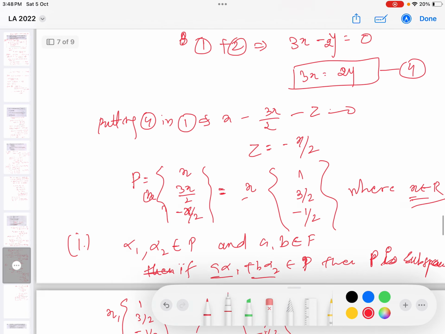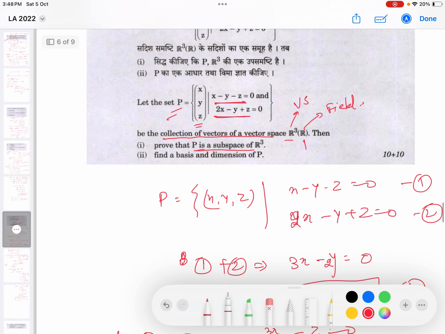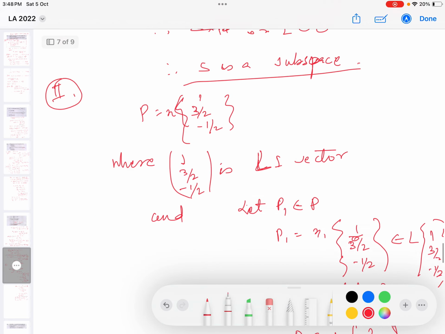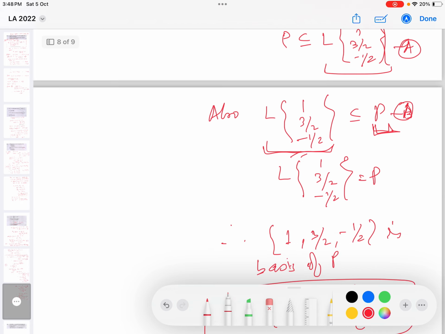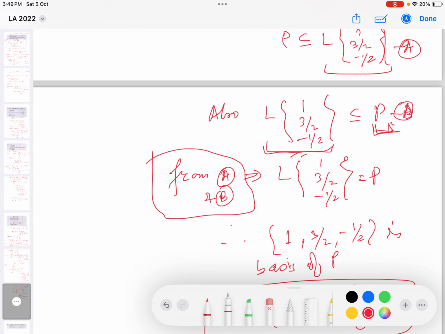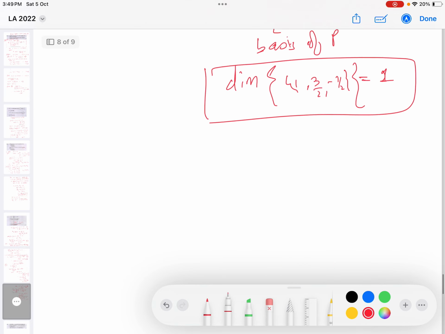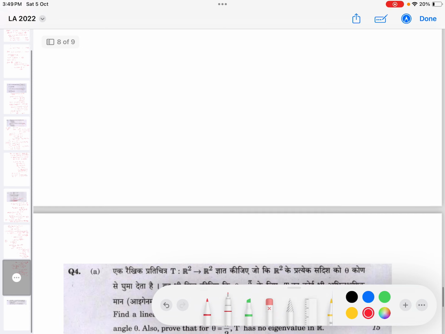P is nothing but this term, and we have seen that any combination of these expressions will satisfy P. That's why this linear combination will be a subset of P. So from A and B we can say that this is a subset of that, and that is a subset of this. This will be only possible when both of them are equal. So we are done. I hope you understand.